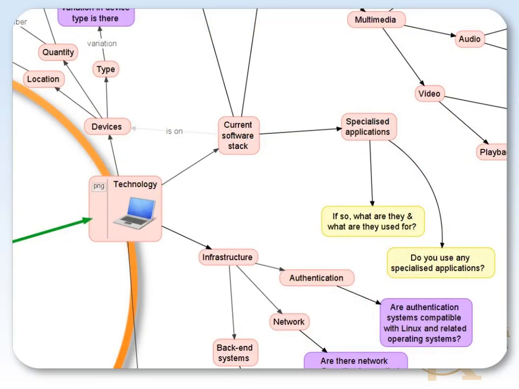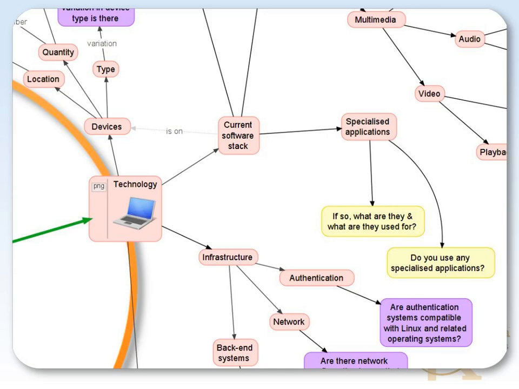Coming out of those, just to use this as an example, we're looking at: what is the current software stack? Do they have specialized applications? If so, what are they? These are the kinds of things that you would need to have in order to do such a migration. On the people side, there will be other things. In the vision side, there will be other things, and so on.